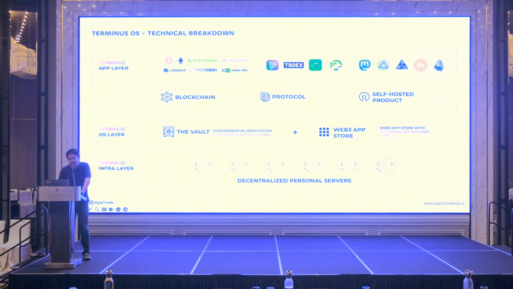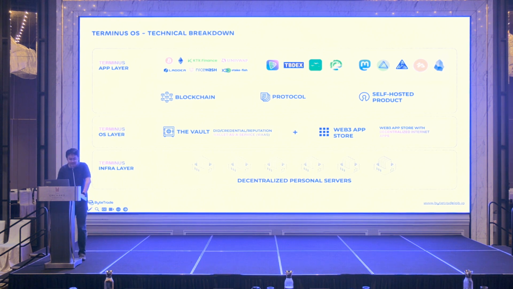All right, so here's the technical breakdown of Terminus. There are 3 layers. At the bottom is the infra layer. So Terminus is trying to build up this peer-to-peer network of decentralized personal servers. Again, everyone owns their server in the form of either cloud or it could be hardware, like physical hardware that sits in your living room.